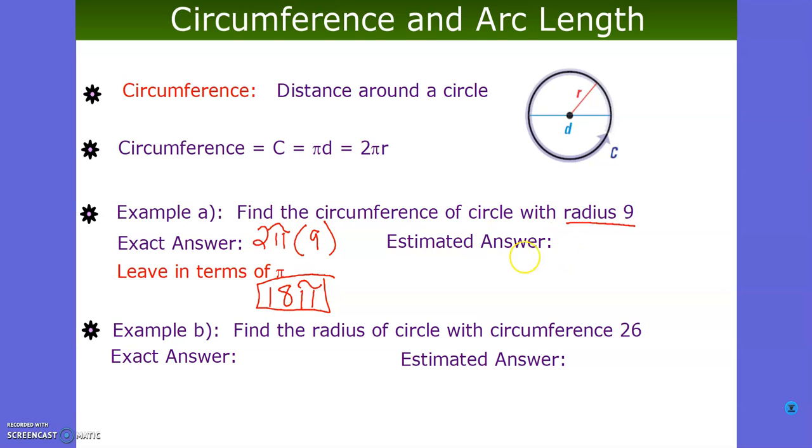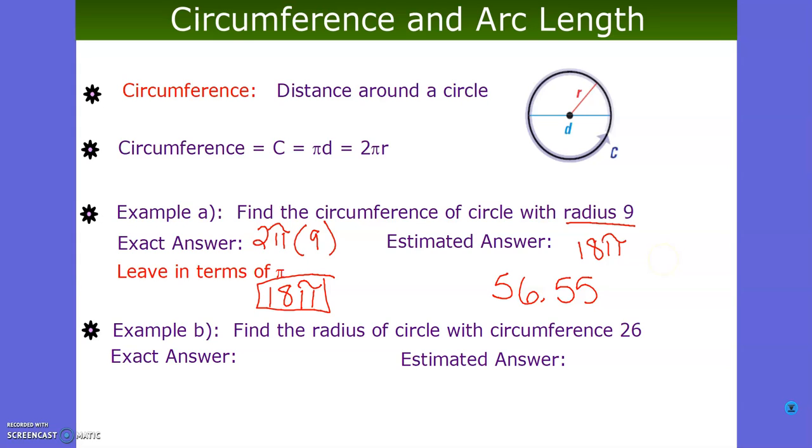If I want my estimated answer, I still get 18 pi, and I'm going to just go ahead and put that into my calculator and get a rounded value, or I can estimate 18 times 3, but our estimated answer is going to be 56.55, rounded to the nearest hundredth.